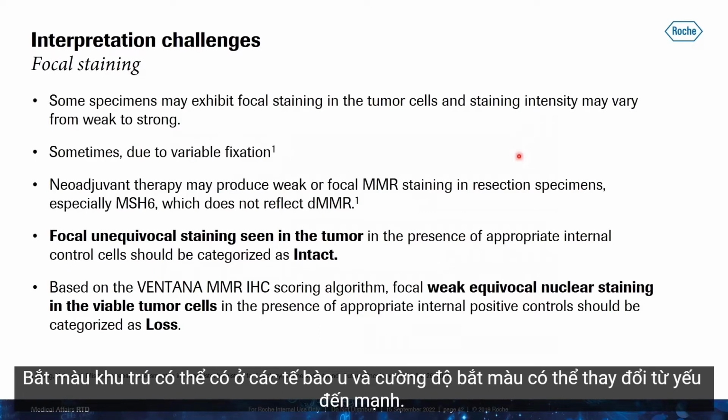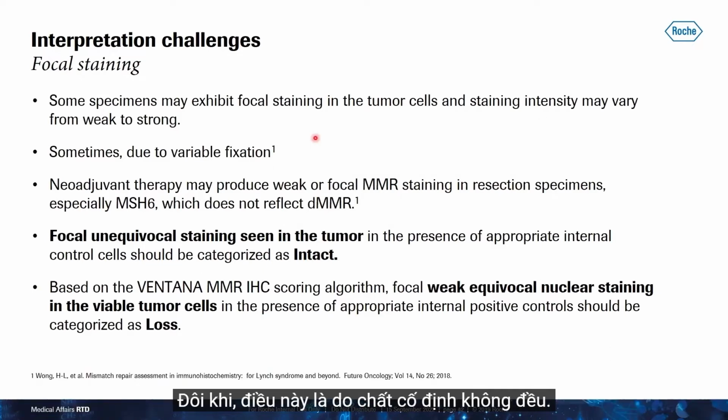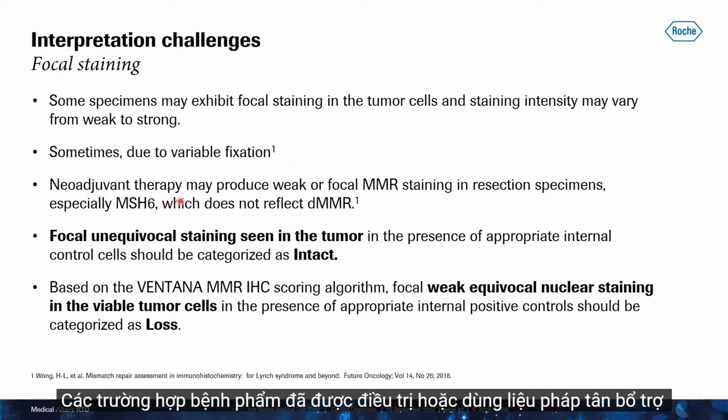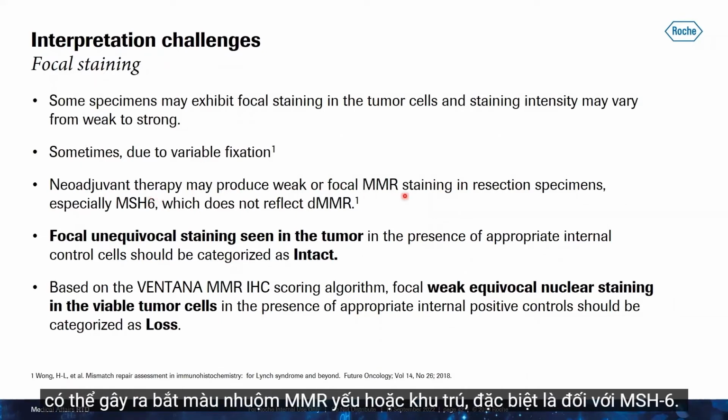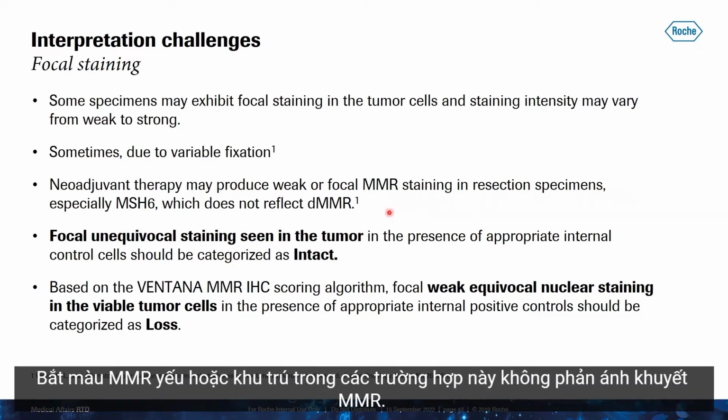Now, focal staining may be seen in the tumor cells, and the staining intensity may vary from weak to strong. Sometimes this is due to variable fixation. Cases of treated specimens or where neoadjuvant therapy may produce weak or focal MMR staining in resection specimens, especially for MSH6. Now, this weak or focal MMR staining in treated cases does not reflect deficient MMR.